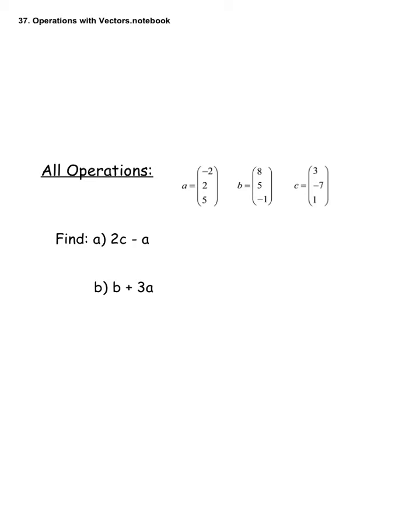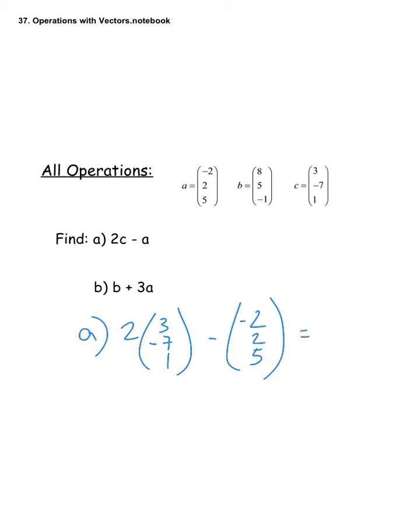Most questions in SQA past papers that involve operations with vectors ask you to do several things at the same time. So for part A here, we're going to do 2 times vector c, so 2 lots of (3, negative 7, 1). And then we're going to take away vector a, which is (negative 2, 2, 5). So 2 times the first vector, we are going to get 6 on the top, negative 14 in the middle, and 2 on the bottom. And we're going to subtract (negative 2, 2, 5).